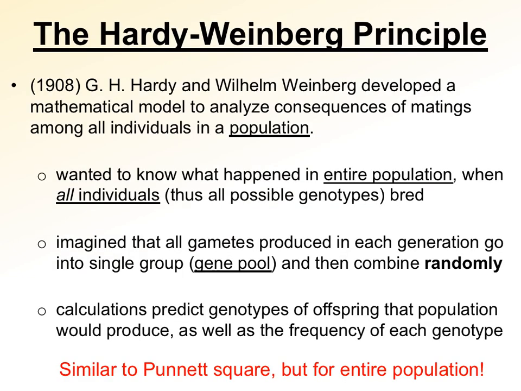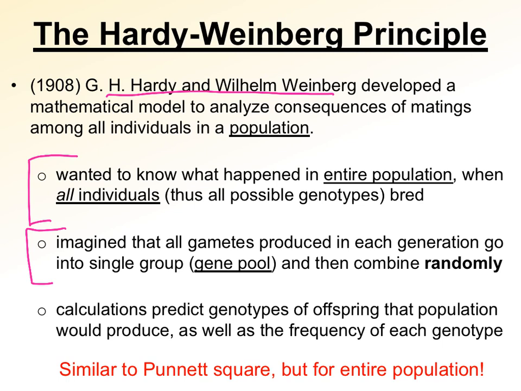And when we think about evolution and allele frequencies, we have to go back and think about this Hardy-Weinberg principle. So Hardy and Weinberg were two scientists working in the early 1900s, who developed this mathematical model to analyze the consequences of matings in the individuals of a population. And they were looking at the entire population. They wanted to know what would happen if everyone had the capacity to breed with each other, right? So all individuals, all possible genotypes. They imagined that breeding would occur randomly.